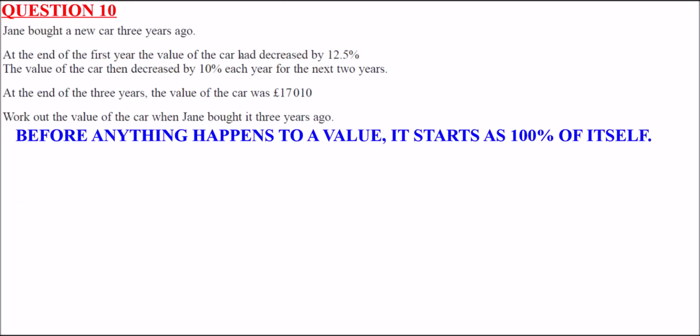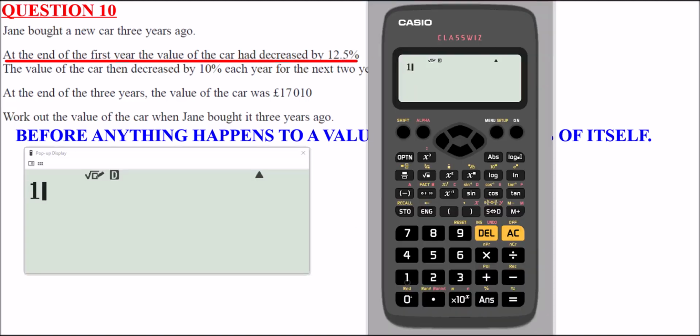So for this one, we need to remember that before anything happens to a value, it always starts off as 100% of itself. So at the end of the first year, just thinking of the first year for now, the value of the car decreased by 12.5%. So it started off being 100% of its original value. If we do 100% take away 12.5%, which we can do using the calculator, 100 shift percent minus 12.5 shift percent gives us 7/8. If we press S arrow D, we get 0.875.